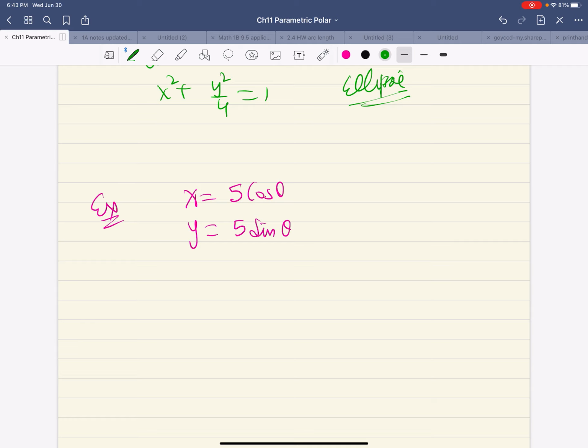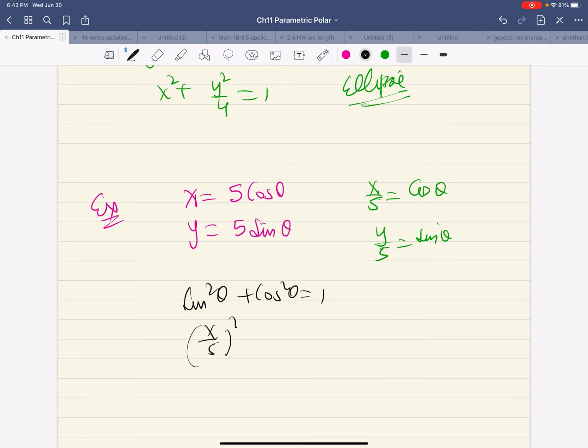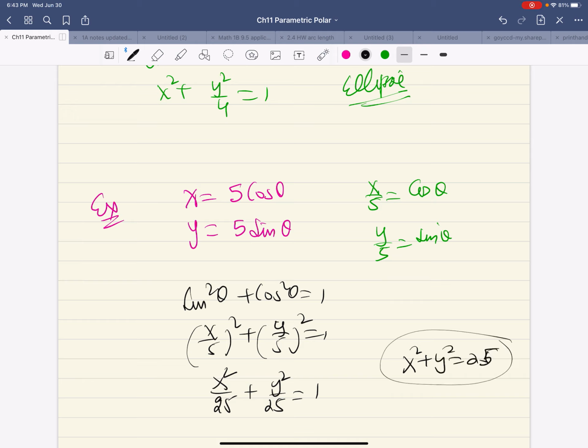Next we have x equals 5 cos theta, y is equal to 5 sine theta. What kind of equation do we have now? I can say x over 5 is equal to cos theta, y over 5 is equal to sine theta. Now again I'm going to use the Pythagorean identity. Sine squared theta plus cos squared theta is equal to 1. X over 5 squared plus y over 5 squared equals 1. X squared over 25 plus y squared over 25 is 1. I can say from here x squared plus y squared equals 25, which is a circle with radius 5.